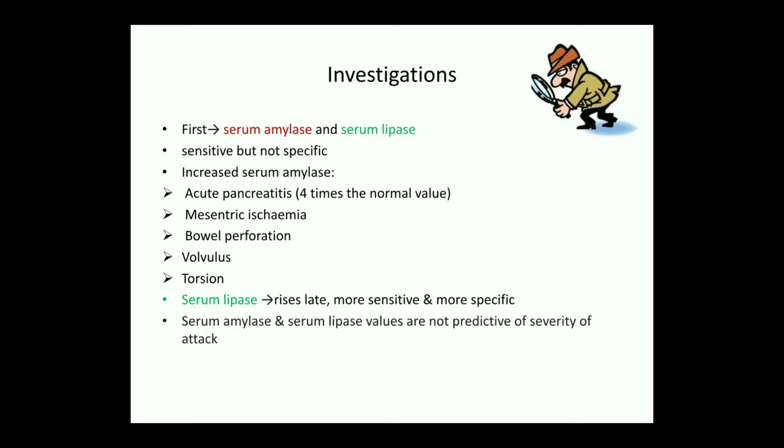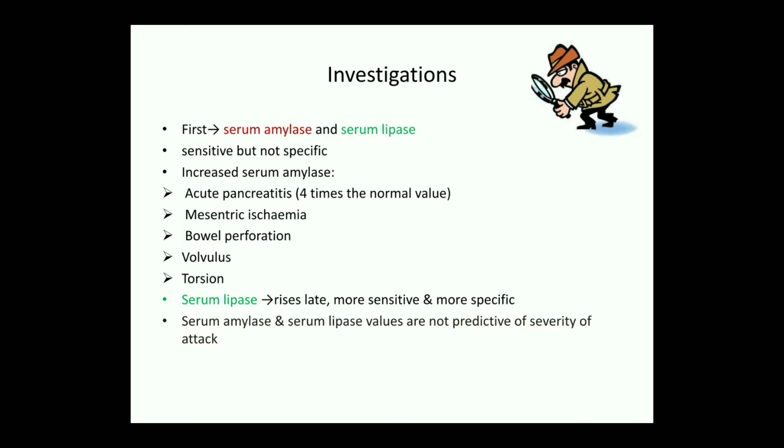If we are asked for just one enzyme, it will be serum amylase. Serum amylase is sensitive, but it is not so specific, which means that there will be increased serum amylase in other conditions as well. In acute pancreatitis, of course, it will be increased, and it is said that it will be increased about 4 times the normal value. But serum amylase can also be increased in other conditions like mesenteric ischemia, bowel perforations, volvulus, and torsion.